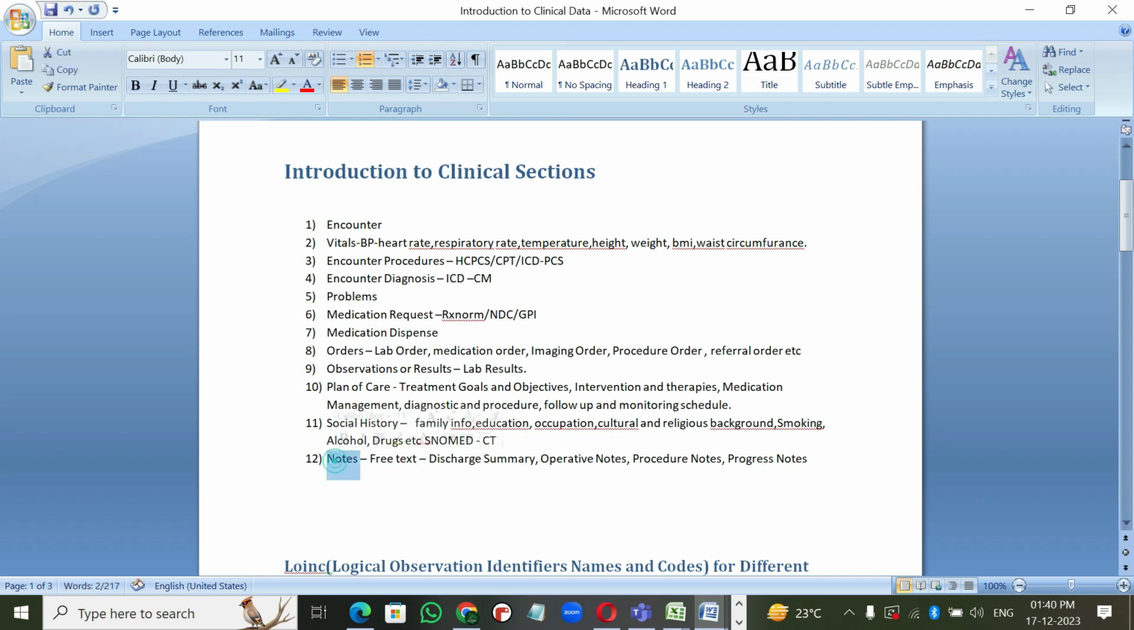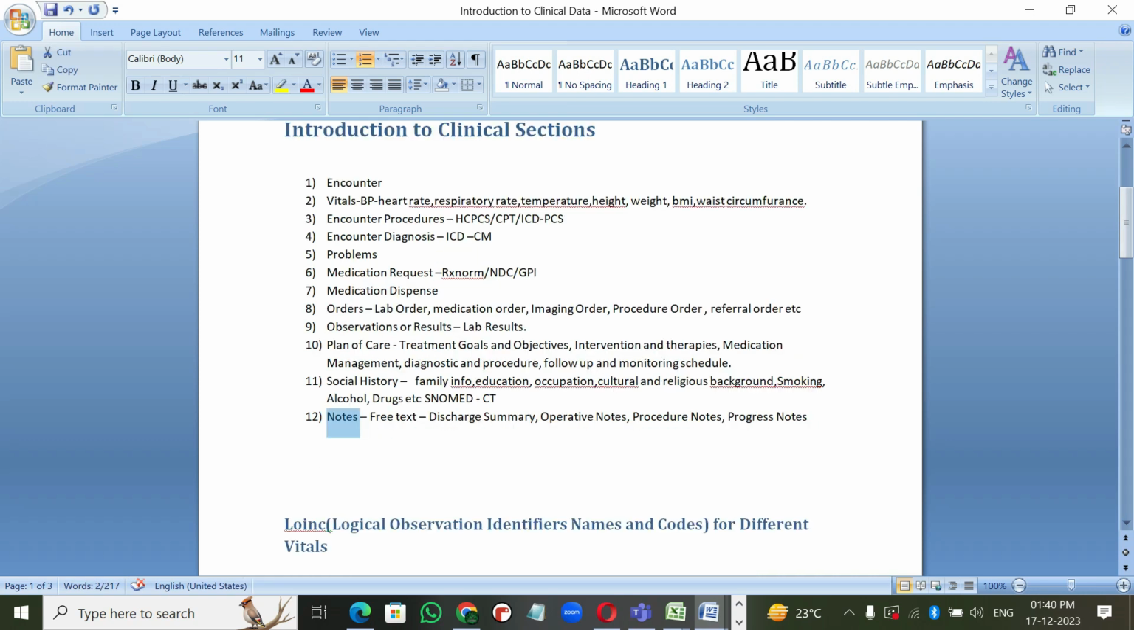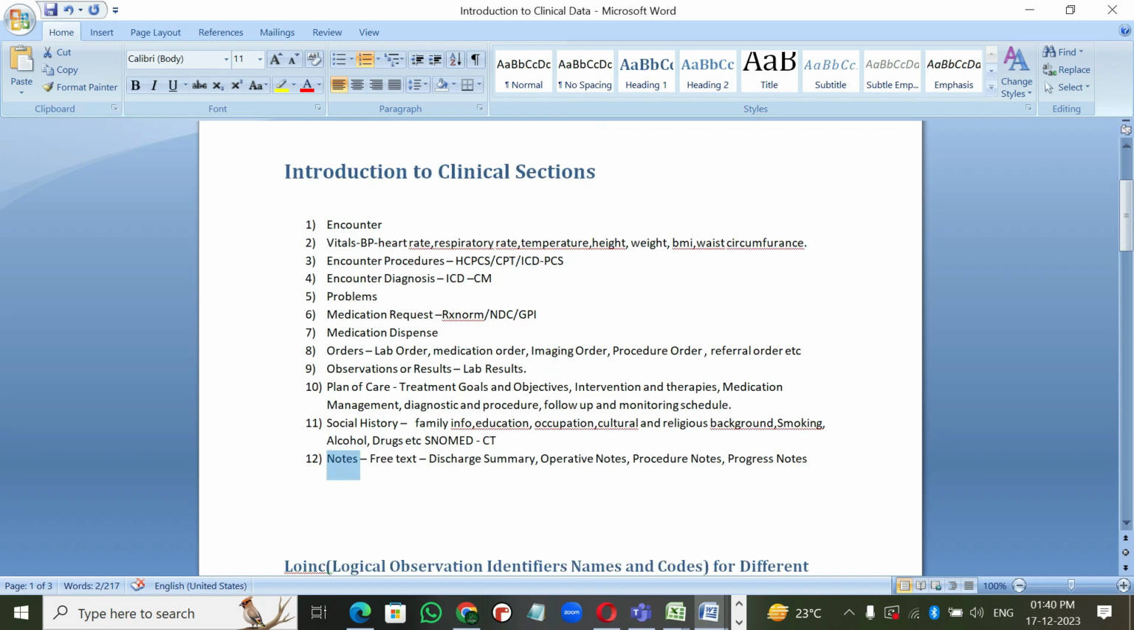The last section is notes, which are free text notes. There are different types of notes: discharge summary, operative notes, procedure notes, progress notes. So this is all free text data, guys. This is not really structured.